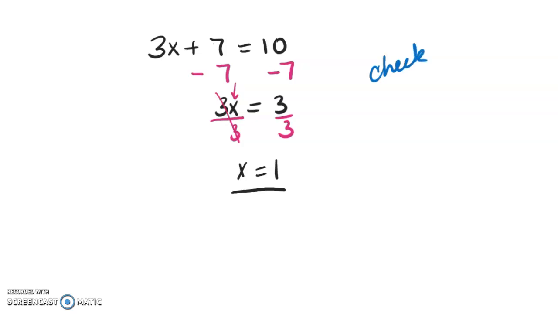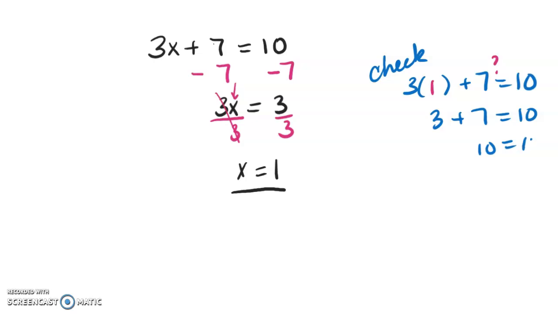So I'm going to check, and I'm going to put a blank spot in place of the x, and in that place I'll put my proposed solution. 3 times 1 is 3. 3 plus 7, is that equal to 10? And the answer is yes. So since the 2 sides are equal, then I am going to say this proposed solution of x is equal to 1 is a true statement.